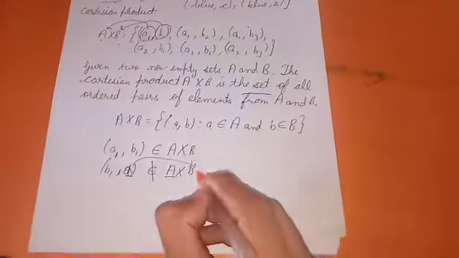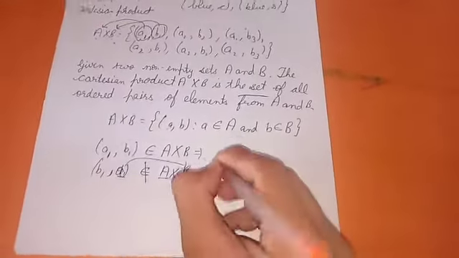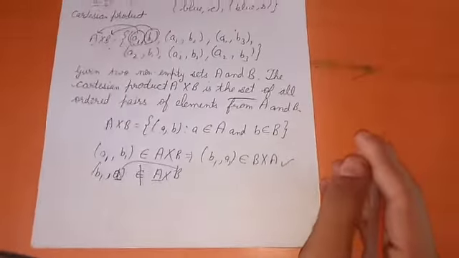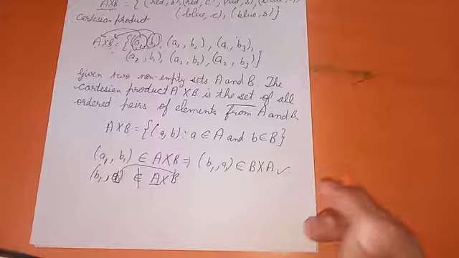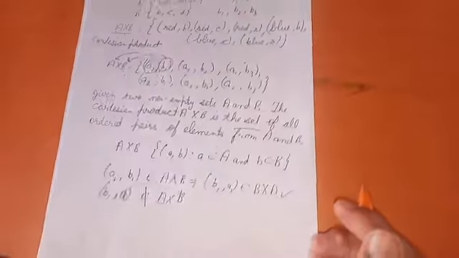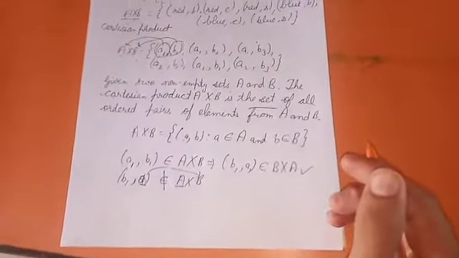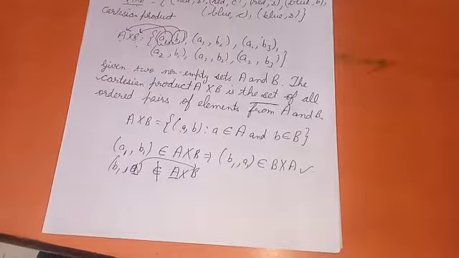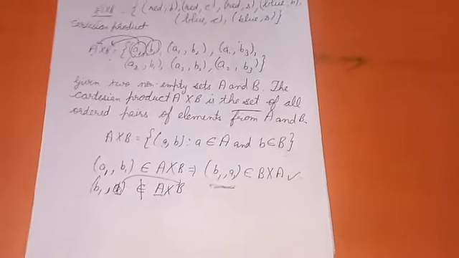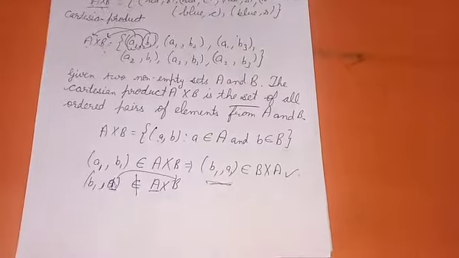But if I write it this way, that (B1, A1) belongs to B cross A, then it is true. If you write B cross A for these sets A and B provided to us, then we will get such an element. So that means this belongs to B cross A.